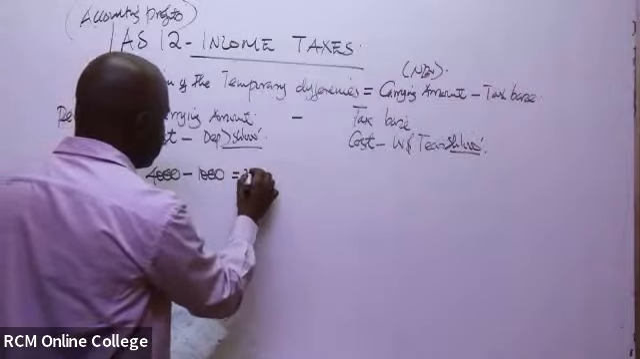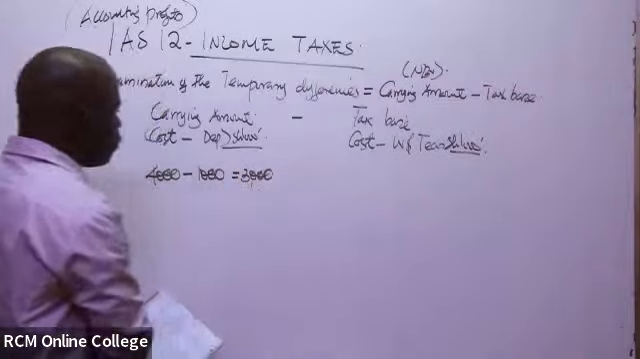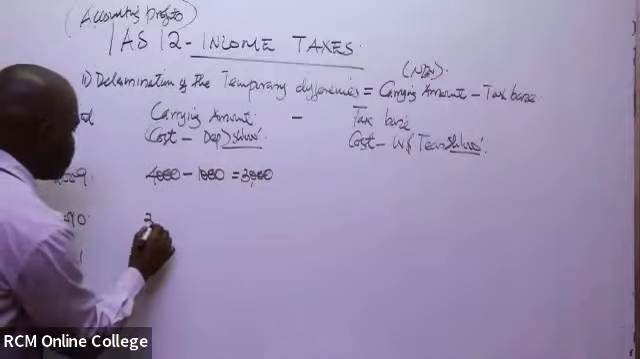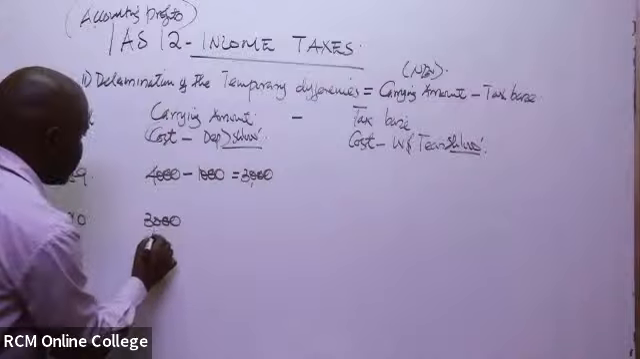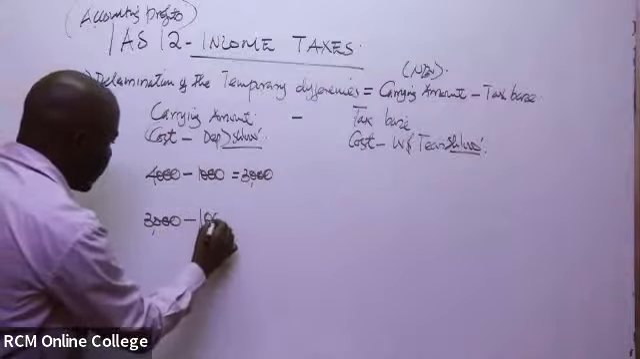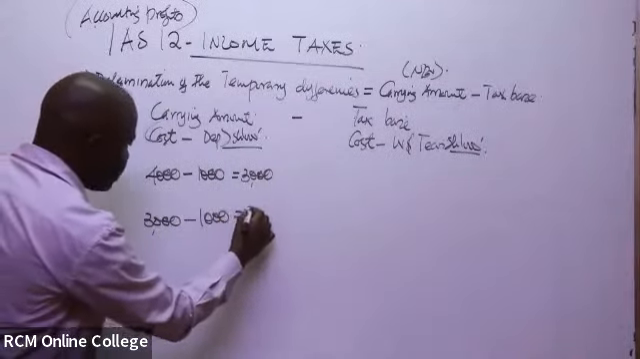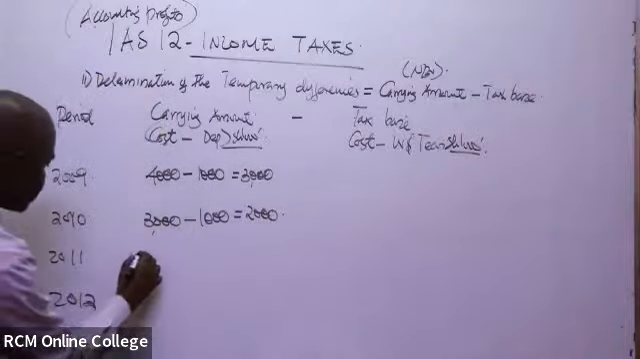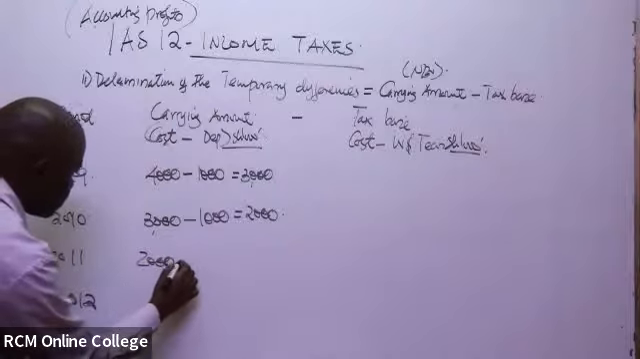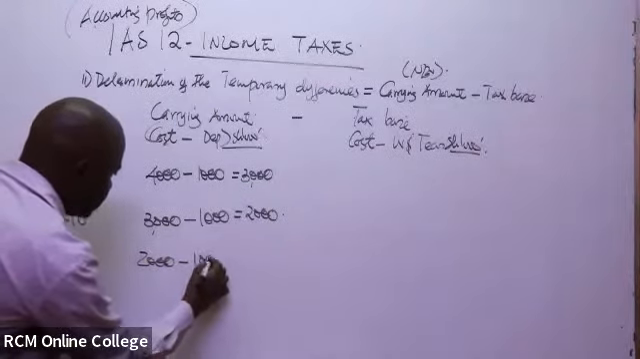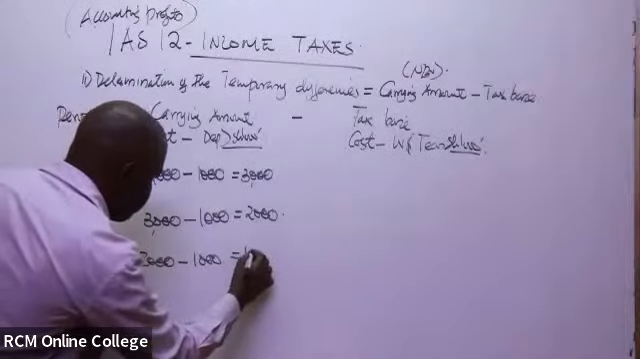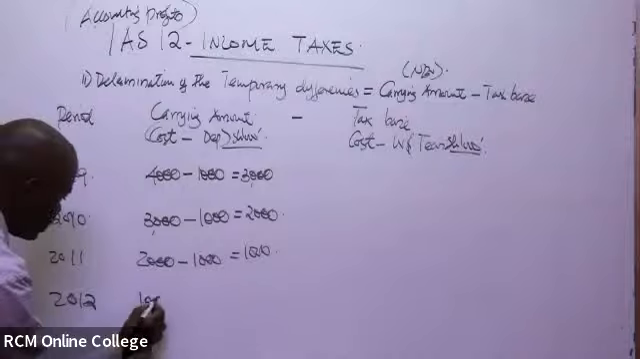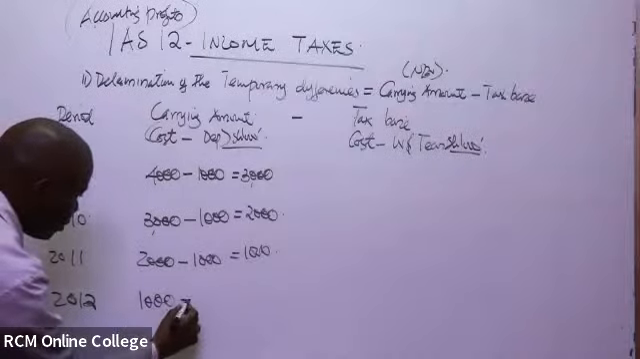So that means 2010 we opened with how much? We opened with 3 million, but less the depreciation because it was on straight line, so 2 million remained here. Then 2011 we opened with 2 million, we deducted 1 million, and remained with 1 million by the end of the year 2011. Then 2012 now was the last.